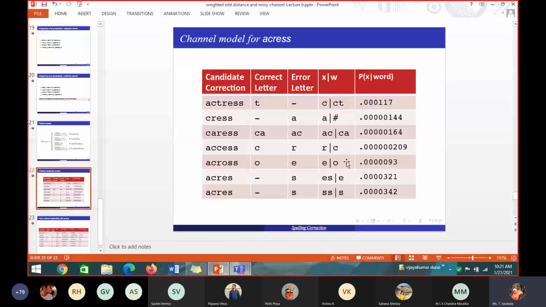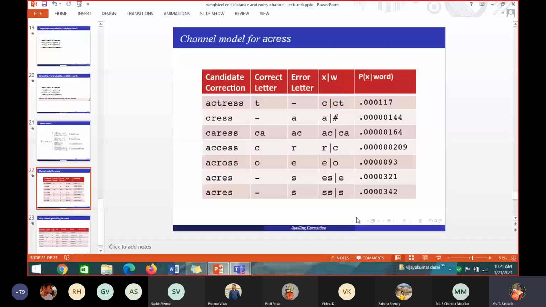Next one, the correct character is O, and it is replaced by E in my error character. That probability they have identified as this one. And next one, E is inserted as ES. So the correct word is E, and it is inserted as ES when I am typing. The correct word is S, and it is inserted as SS.